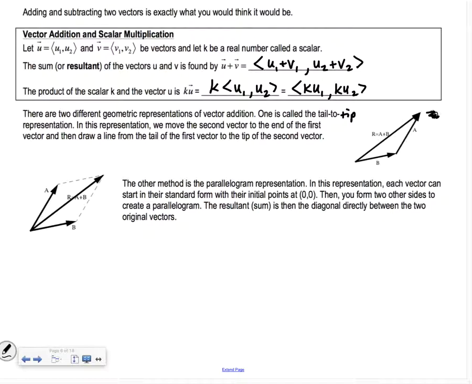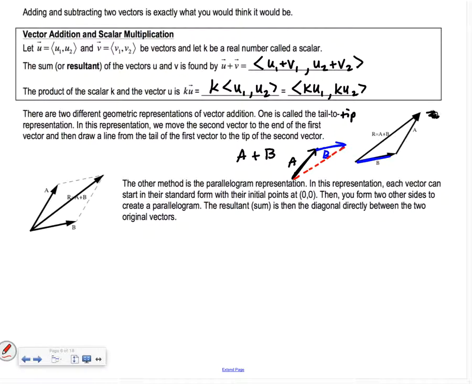So basically, if I'm doing A plus B, you take the second vector to the end of the first vector, and then you draw a line. So if I had A plus B, you have A, and then you move B, see how B is like that? You move it to the end, and then you get this resultant line. You connect them.